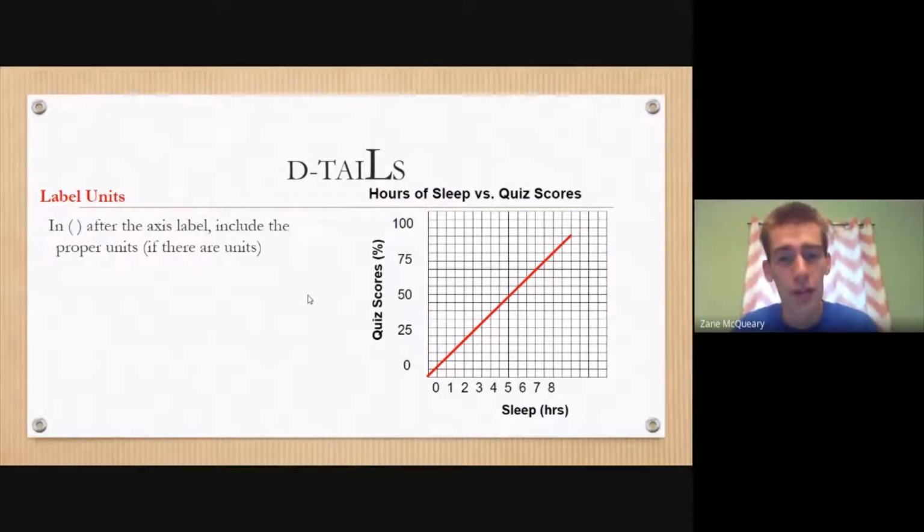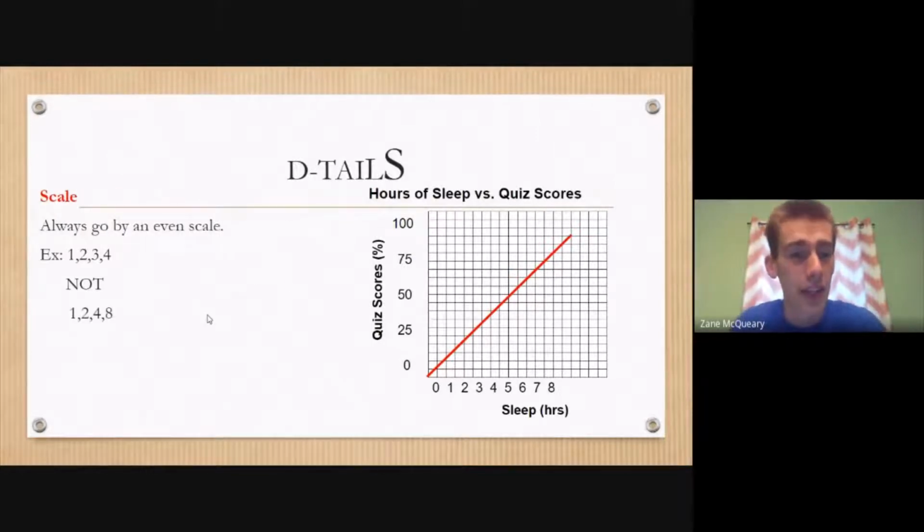L stands for labeling your units. How are you measuring quiz scores? How are you measuring sleep? Is it in minutes, hours, days, or if you're Rip Van Winkle, years? We need to know those things. Example, if you're going to measure things in height, are they in centimeters or meters? That's a huge difference right there.